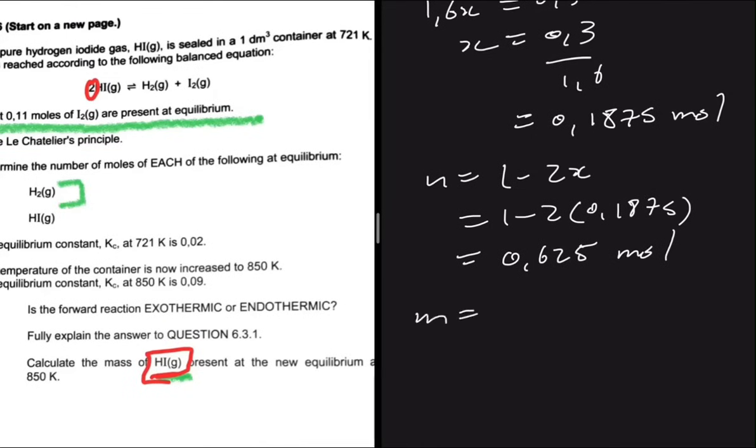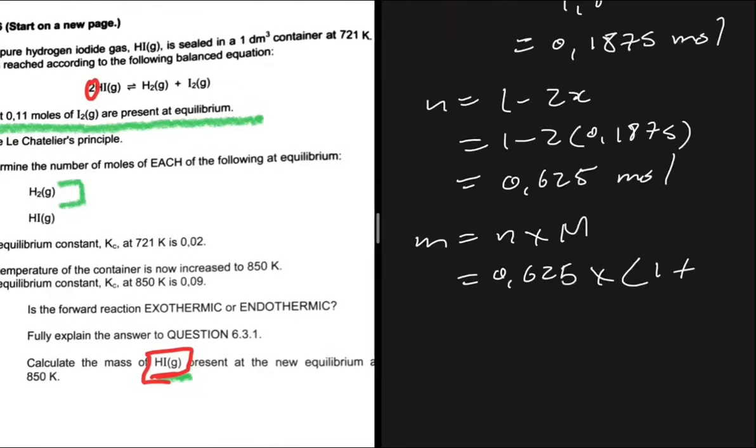Lastly, the mass will be equal to the number of moles multiplied by the molar mass. The number of moles is 0.625. What's the molar mass of hydrogen again? I know that it is 1, right? How can we forget that? Now we just need the molar mass of I. That is 127, right? And then if I multiply those two, I'm getting 80 grams.